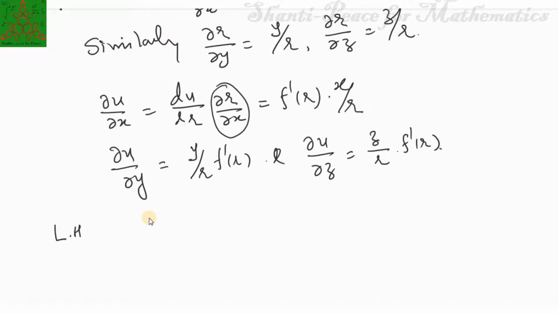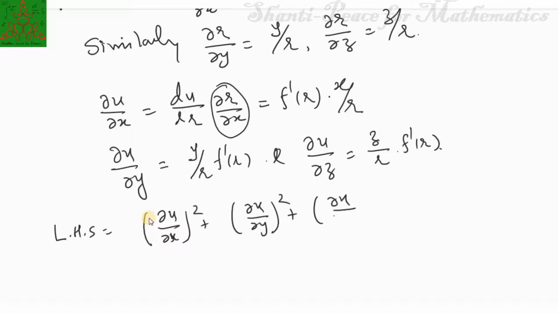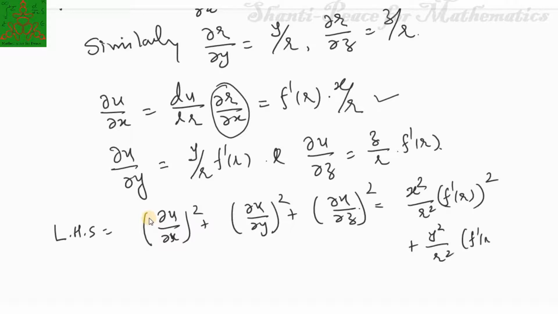So I am just starting with that side. So LHS, that is (del u by del x) square plus (del u by del y) square plus (del u by del z) square. So del u by del x, according to this, it is (x upon r f dash of r) whole square plus (y upon r f dash of r) whole square plus (z upon r f dash of r) whole square. So just substituting those values from these three, we'll have this.